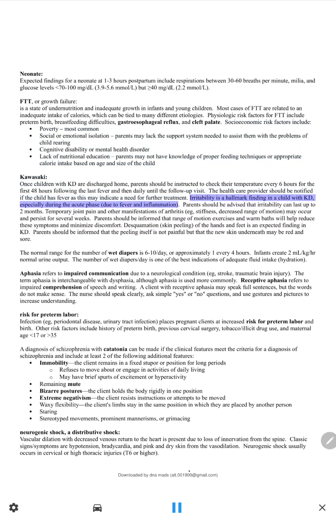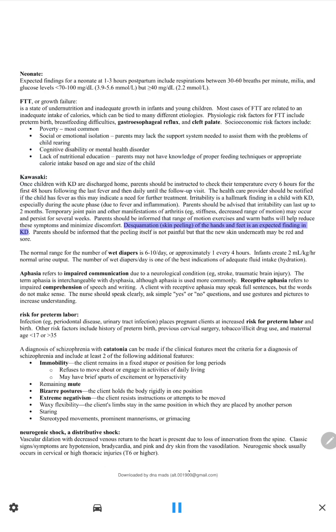Irritability is a hallmark finding in a child with KD, especially during the acute phase, due to fever and inflammation. Parents should be advised that irritability can last up to 2 months. Temporary joint pain and other manifestations of arthritis (e.g., stiffness, decreased range of motion) may occur and persist for several weeks. Parents should be informed that range of motion exercises and warm baths will help reduce these symptoms and minimize discomfort.